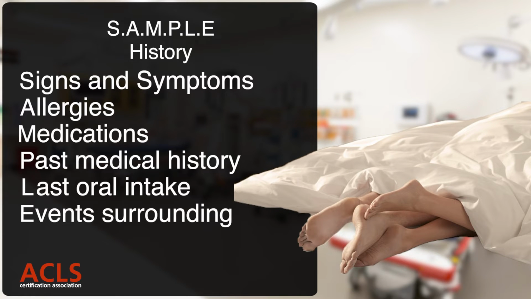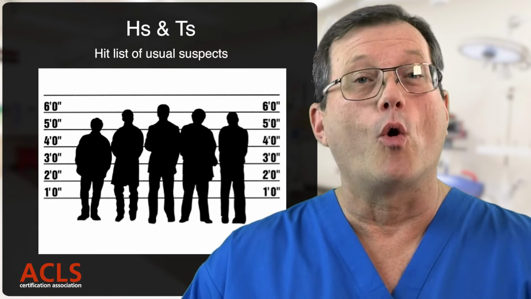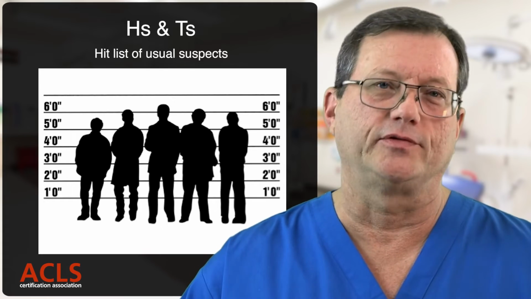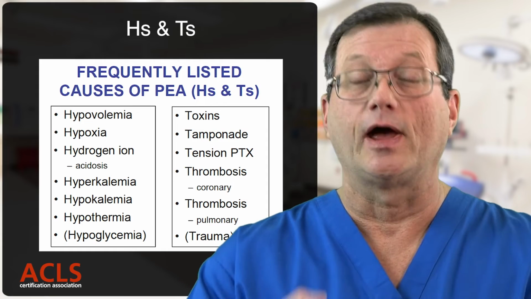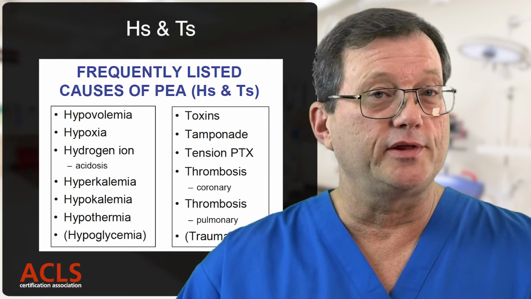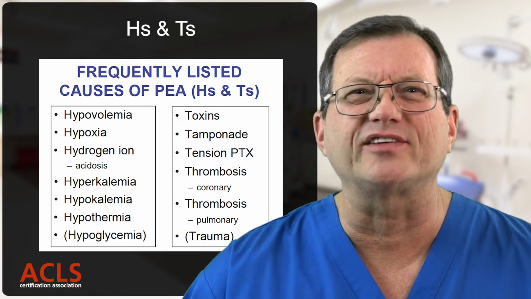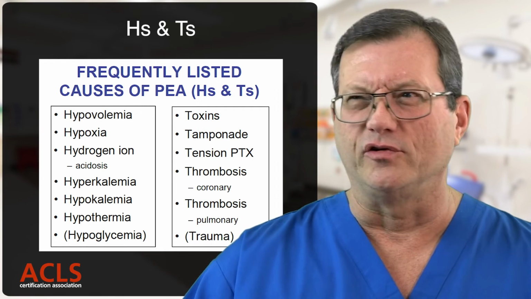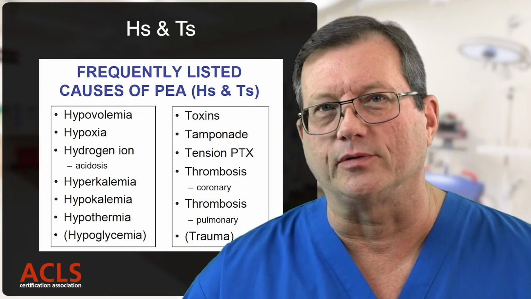After you've finished your SAMPLE history, take a quick review, but a thorough review of the H's and T's. And remember, the H's and T's is kind of our hit list. It's our list of usual suspects or the causes for our patient's condition. Why they deteriorated or why they collapsed in the first place may be attributed to one of the H's and T's, and we're looking for reversible causes. That's what the H's and T's are for. Our usual suspect: is it a reversible cause that I can treat my patient with?